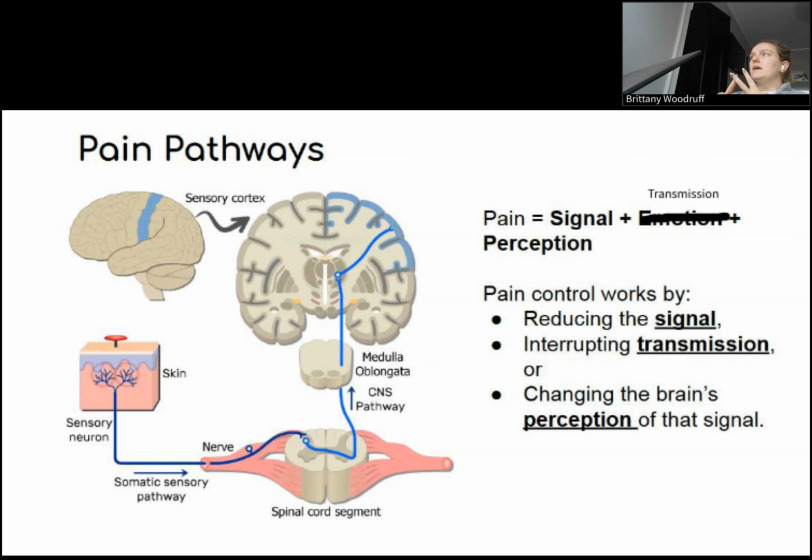okay? The next type of pain control, interrupting the transmission, okay? So something like opioids. Certain opioids can interrupt that transmission up to the brain. All right. So they cut it off so that the brain never gets the signal. Changing the brain's perception of that signal. I can't think of one off the top of my head, to be entirely honest, but basically it changes your brain's conscious perception of that pain.